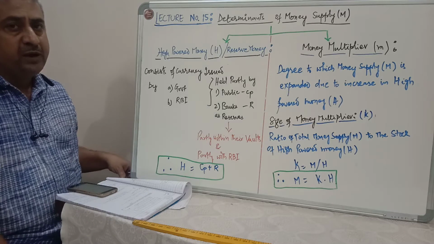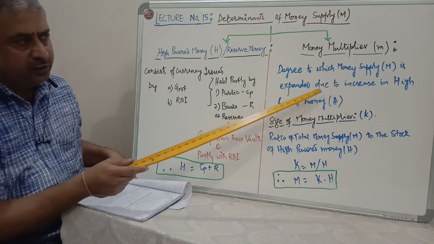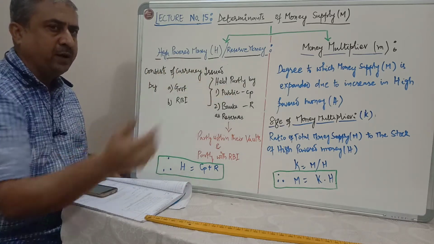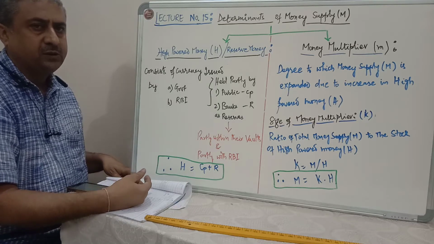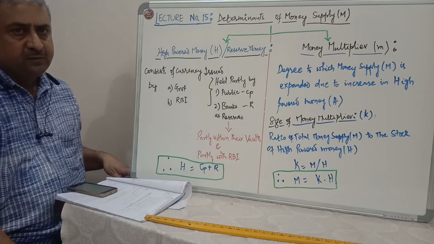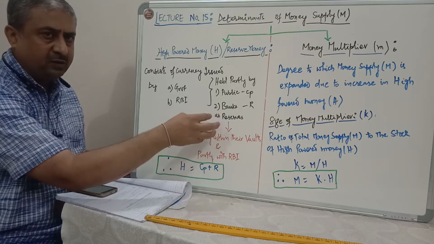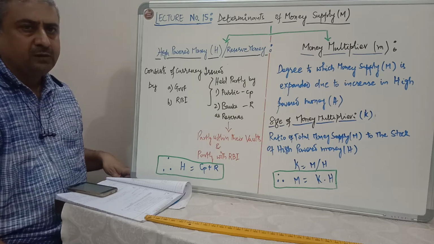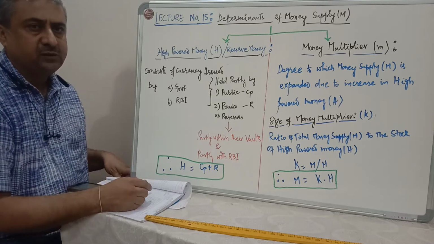Another determinant, money multiplier. It is the degree to which money supply is expanded due to increase in high powered money. Simply put, the more the high powered money, the more money is going to be multiplied. Now how? If the public is having more money in their hands, they may invest, they may spend, or they may keep aside some money as savings, which again will be held by banks as reserves. Some part of that money will be held by the banks themselves and some part is going to go back to the RBI, right? So this is how the money is multiplied without actually printing the extra currency.